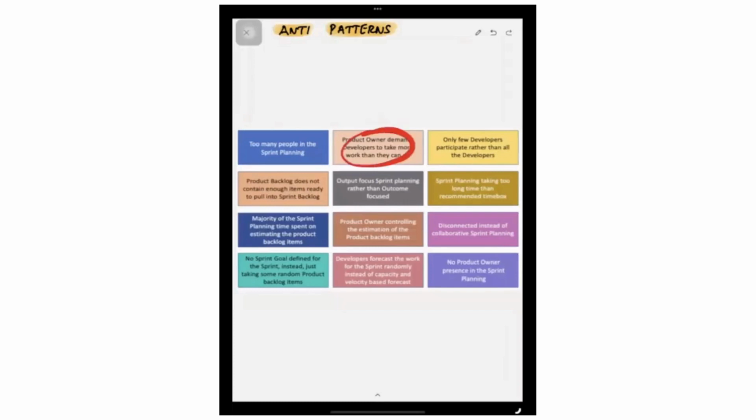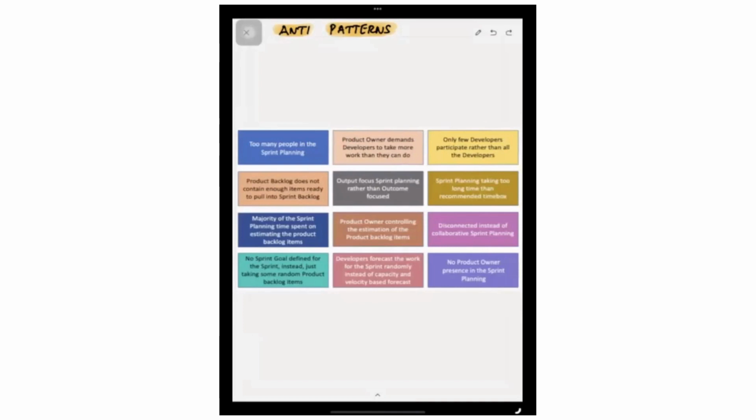Similarly, product owner demands developers to take more work than they can do. So according to Scrum, the developers decide how much work can be pulled into the sprint backlog, because the product owner will decide the product backlog order. But the product owner cannot decide how many items can be pulled, because that is the developers, they are doing the work. So they should have an idea how many items they can pull based on the velocity and based on the projected capacity.